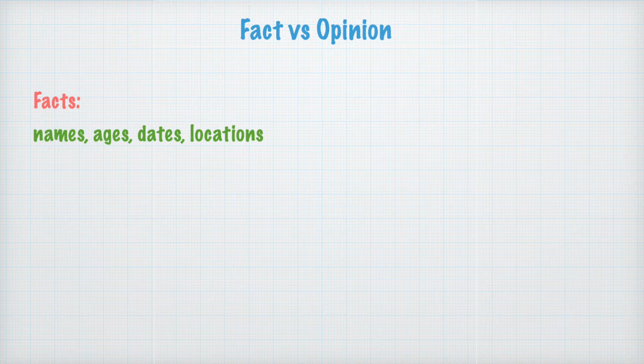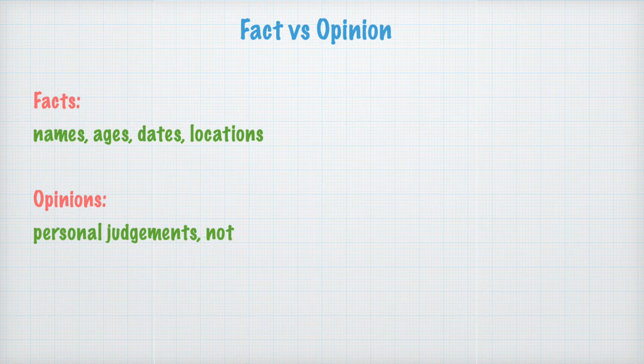Next, we're going to use opinions. These are personal judgments, not always based on fact, and may be different for each person. Let's look at some examples.